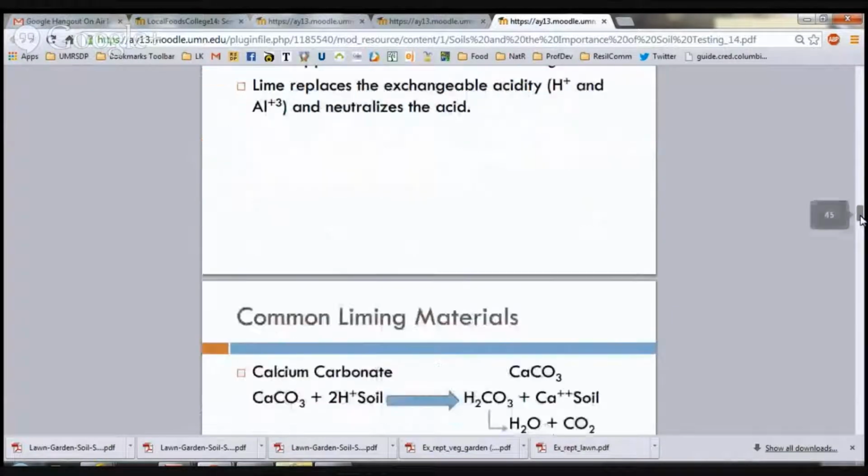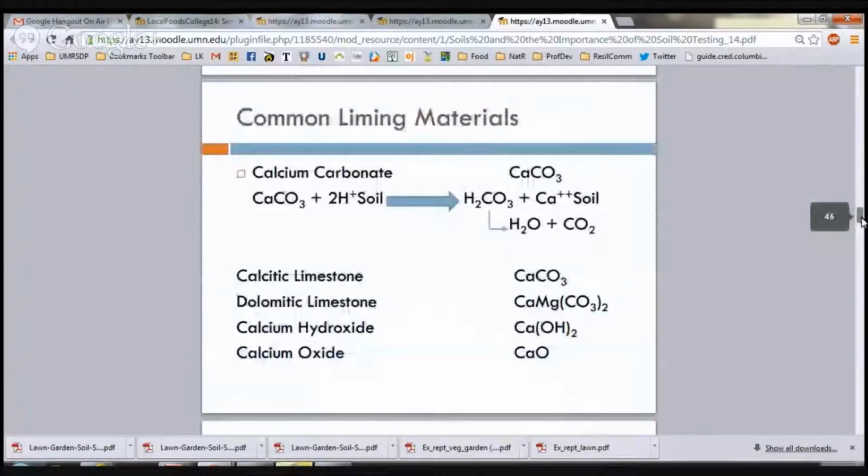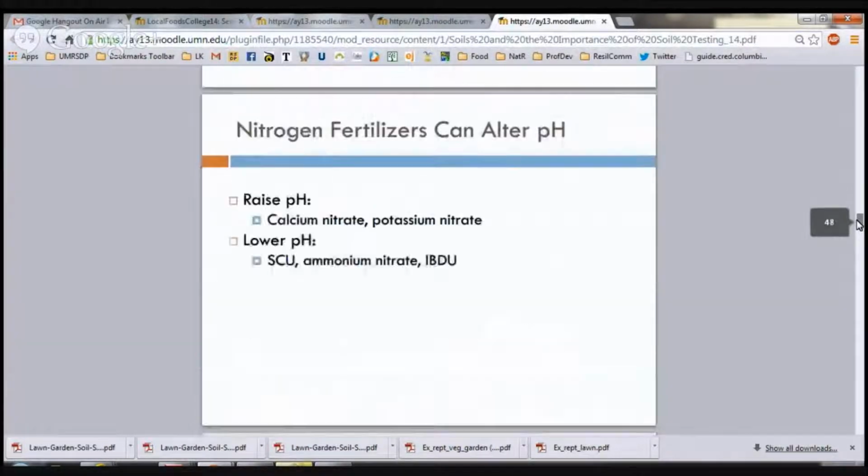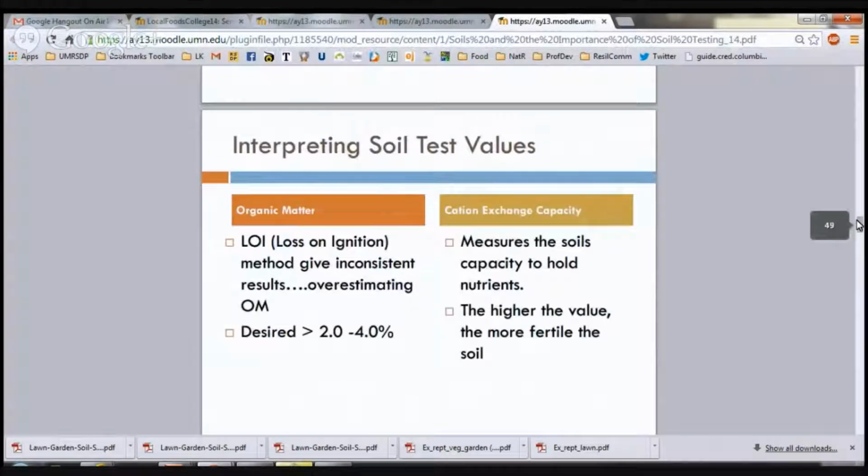I won't bore you with those calculations, but there's all types of liming material out there. They usually contain either calcium or magnesium. If we want to lower the pH, we're usually talking about elemental sulfur, because I believe it's like 88% S. There are some fertilizers that you can use as well. There's also some nitrogen fertilizers that you can use to alter the pH, whether you want to increase or decrease the pH. So just a little summary here, talking about interpreting soil test values.